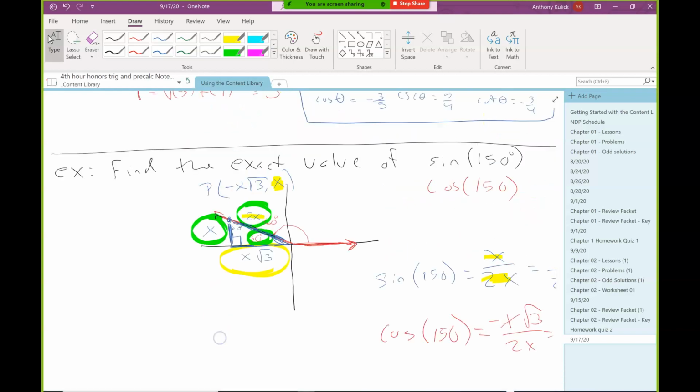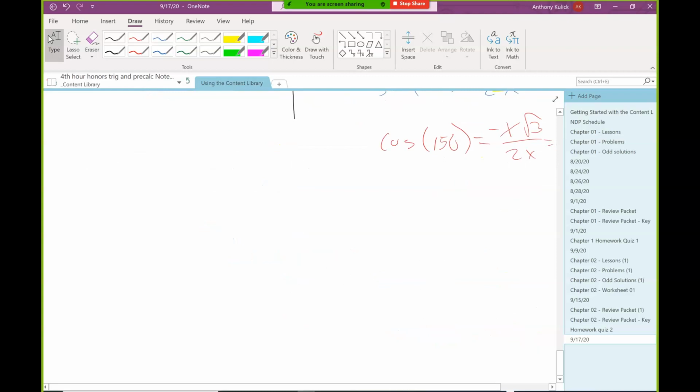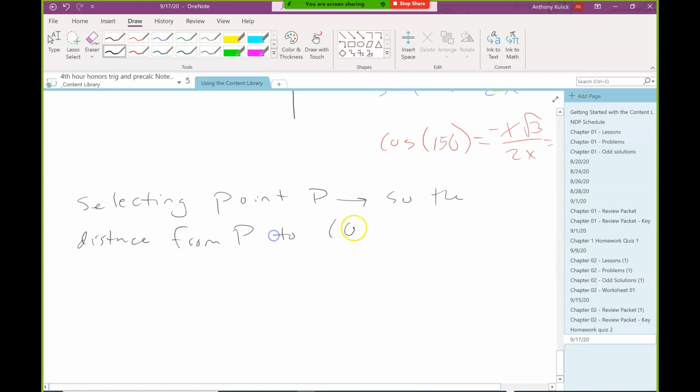So we can do one thing a little bit better than this, though. We're not completely there, although what we've given is perfectly accurate, and will do perfectly, but we can make a small improvement here. The improvement is selecting point P, that point on the terminal side of our angle. We're going to do this so that the distance from P to the origin is always 1.